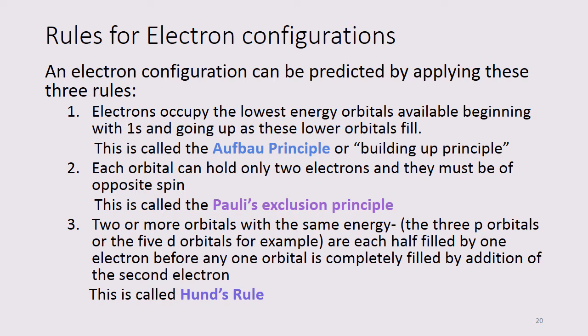Now, each orbital can hold only 2 electrons. We said they have to have opposite spin. This is called Pauli's exclusion principle.